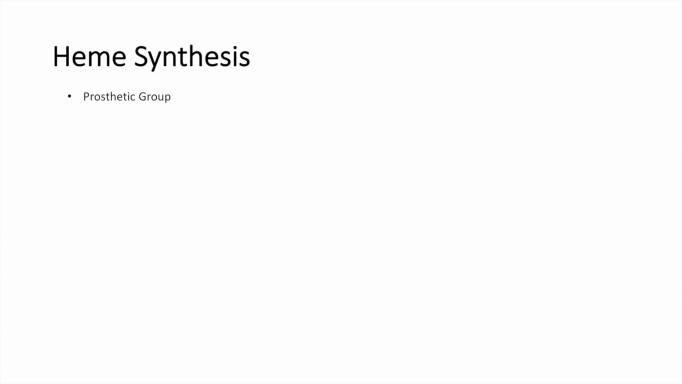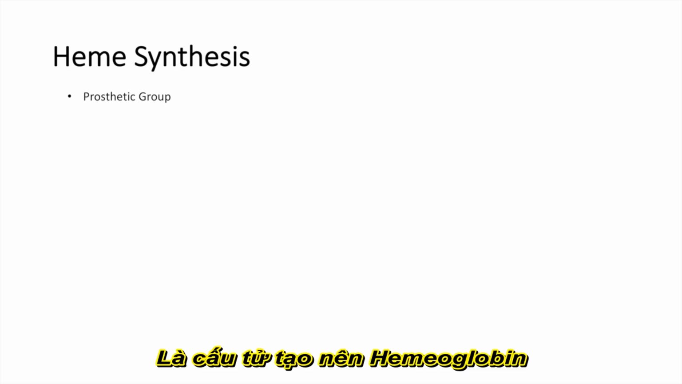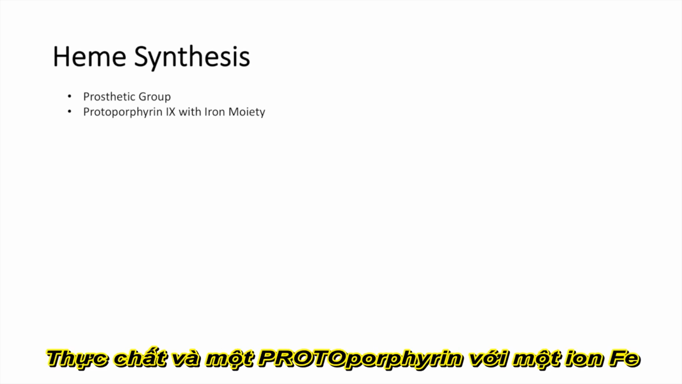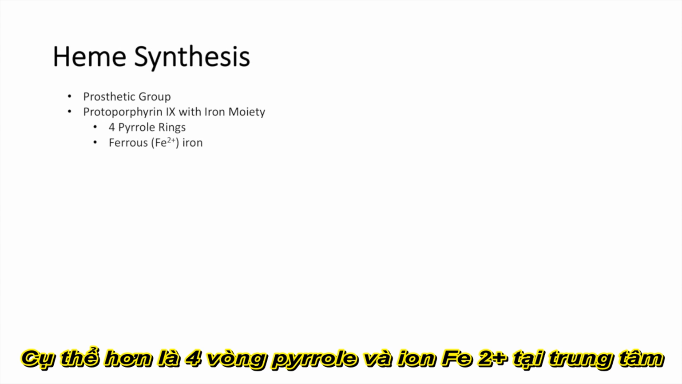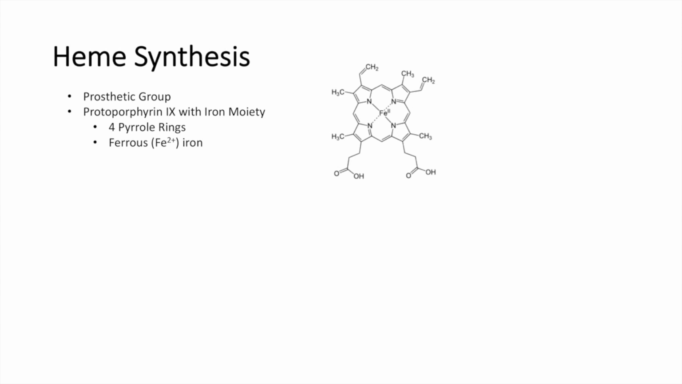So what is heme? Well, heme is a prosthetic group, so it's a moiety that is bound to a protein. And heme is actually a protoporphyrin 9 with an iron moiety. What that means is that protoporphyrin 9 has 4 rings, and I'll get into the structure of it and how it's produced a little later. So it has 4 rings, and it has an iron moiety within the center of it, and you can see here in this heme molecule the center iron within the middle of it.